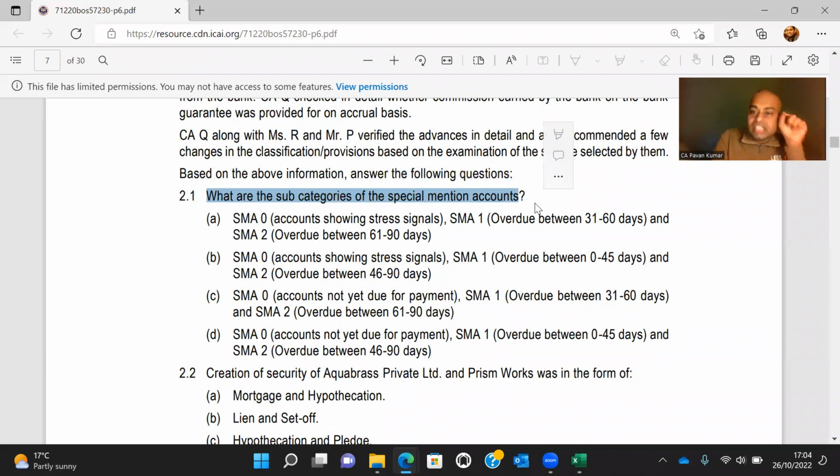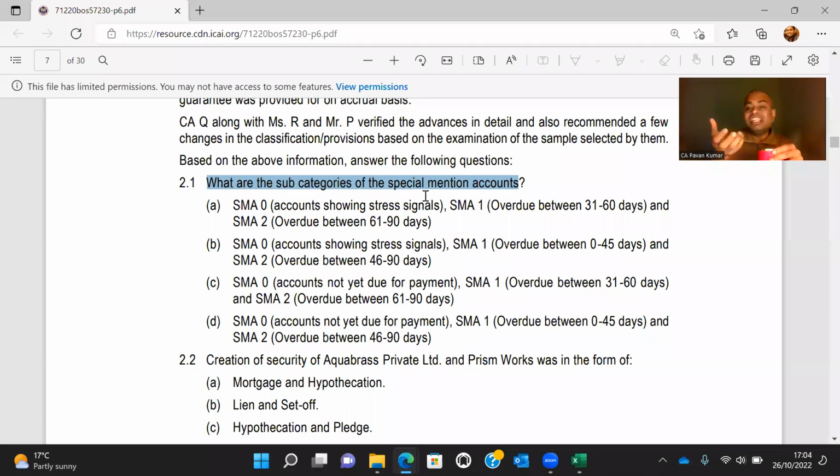It has no connection with this particular audit. It is a general question. You tell me ABCD, which one is correct? SMA, ABCD, which one is correct? Already I told you a few minutes back. Very good. Excellent. Everybody is saying A is the correct answer. Correct. SMA 0 is accounts having stress. SMA 1 is overdue between 31 and 60. SMA 2 is overdue between 61 and 90.